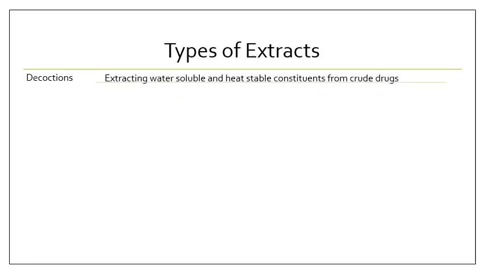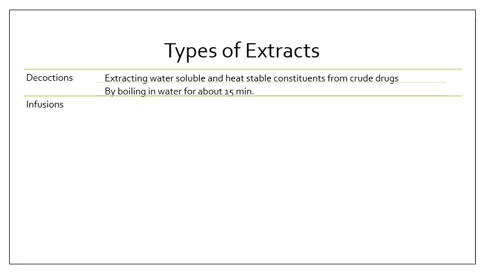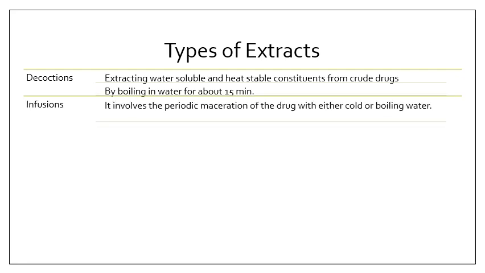Depending upon the type of extraction process used, different types of extract preparations can be prepared. Number one are the decoctions. These are the extracted water-soluble and stable constituents from crude drugs. These can be obtained by boiling the drug in water for about 15 minutes. Next we have the infusions. Infusions involve the periodic maceration of drug with either cold or boiling water.